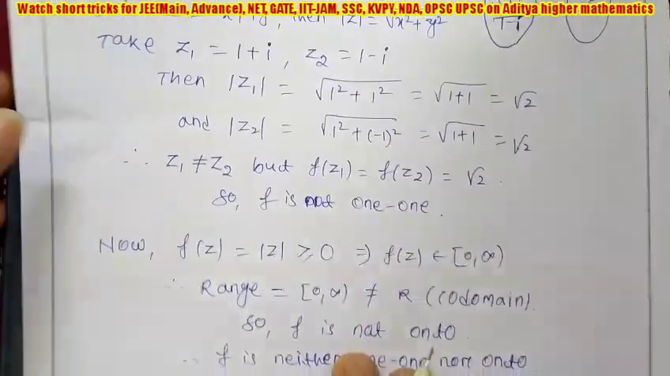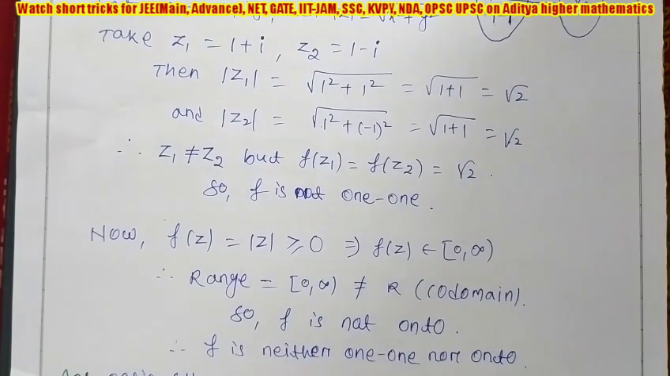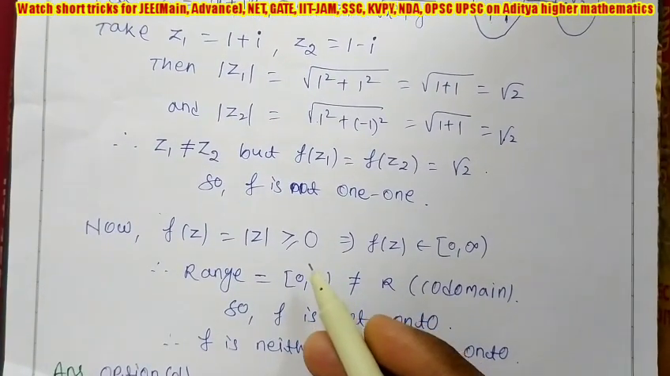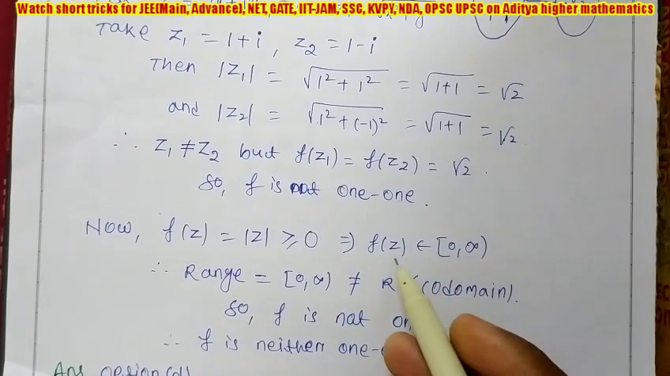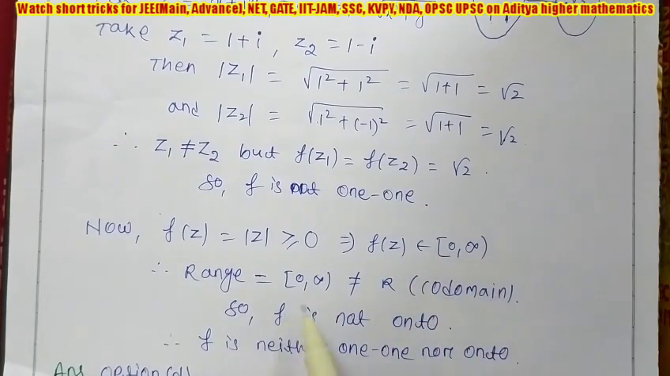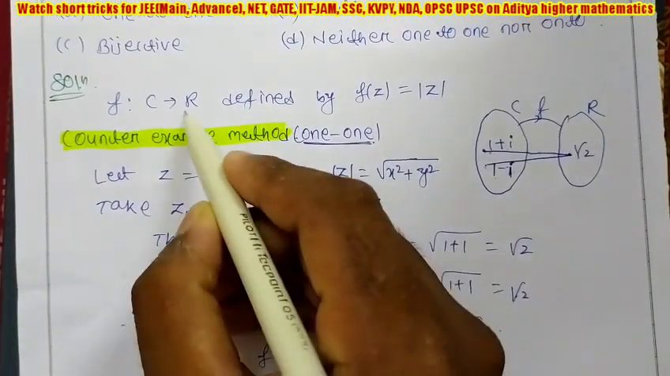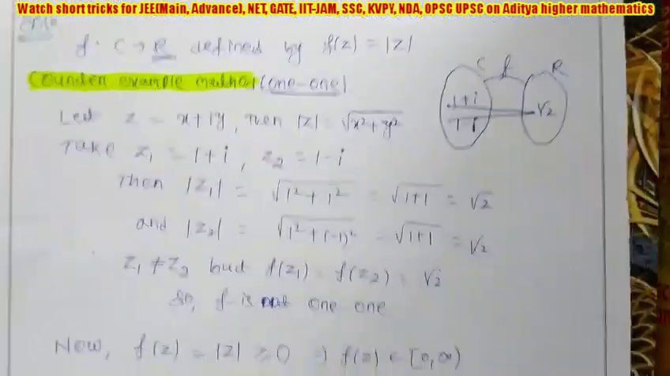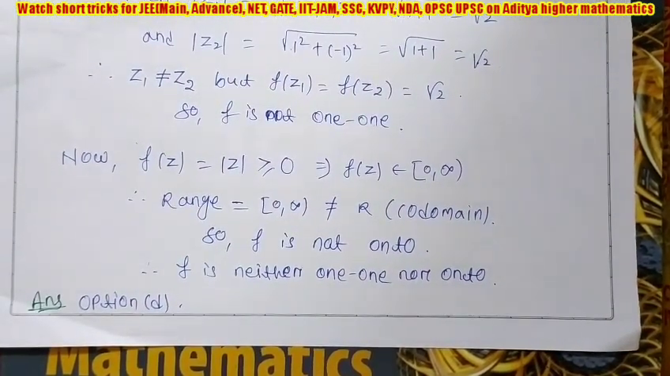Now what about onto? Modulus, as given, everybody knows this: it is always greater than or equal to 0. That means its range is 0 to infinity, since f(z) belongs to 0 to infinity. And the codomain is given as R, so this is a function from C to R. Range is not equal to codomain, and this is the condition of not onto. So here we are getting f is neither one-to-one nor onto.